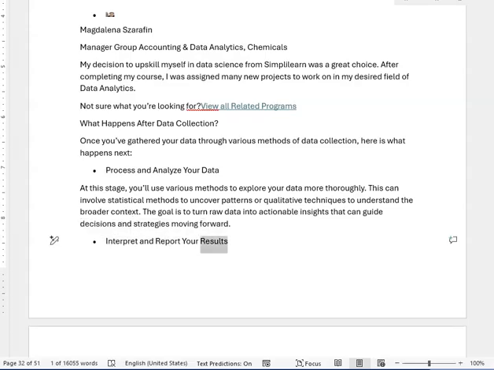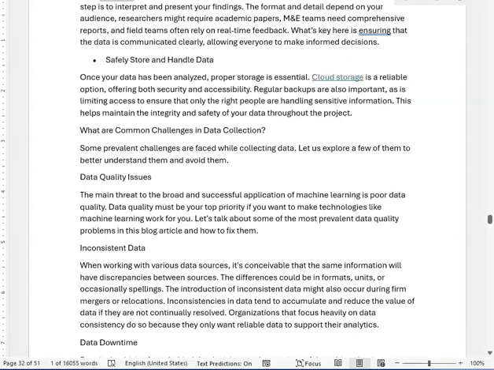Interpret and report your results. After analyzing the data collected through methods of data collection and research, the next step is to interpret and present your findings. The format and detail depend on your audience. Researchers might require academic papers, M&E teams need comprehensive reports, and field teams often rely on real-time feedback.